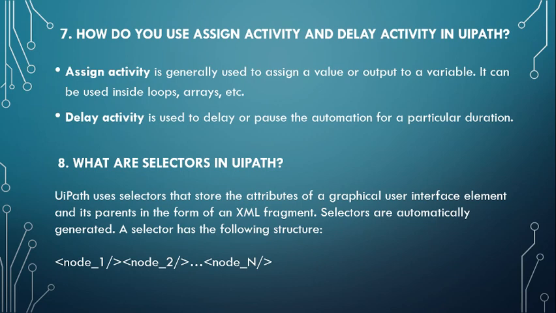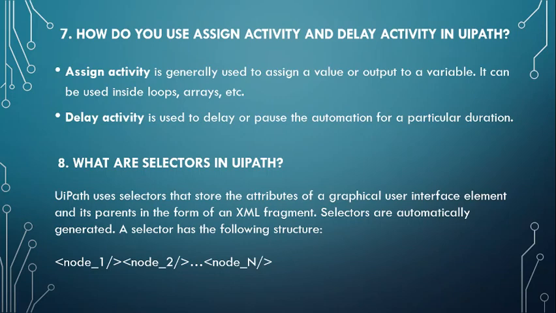Moving to the next one, the seventh question, how do you use assign activity and delay activity in UiPath? Assign activity is generally used to assign a value or output to a variable. It can be used inside loops, arrays, etc. Delay activity is used to delay or pause the automation for a particular duration.